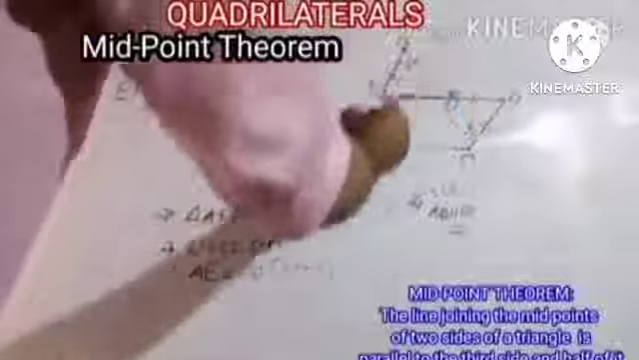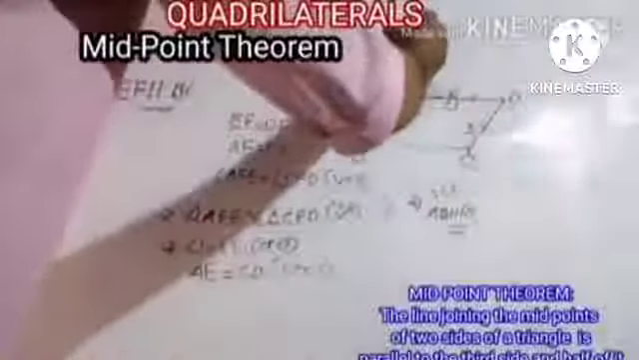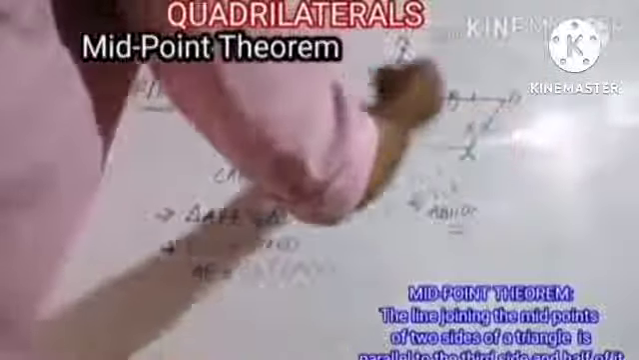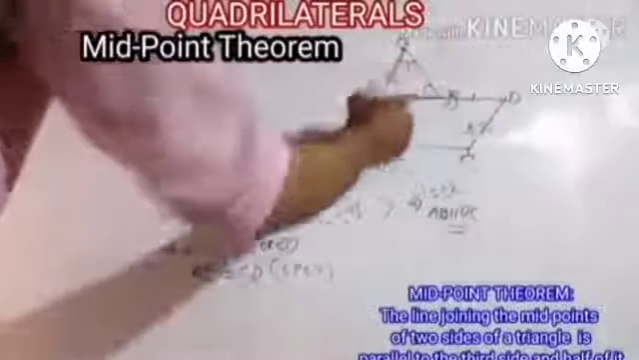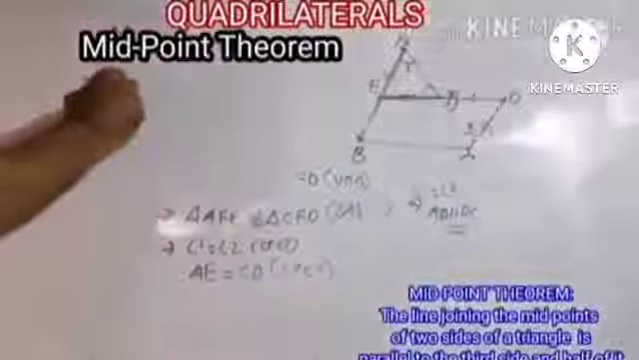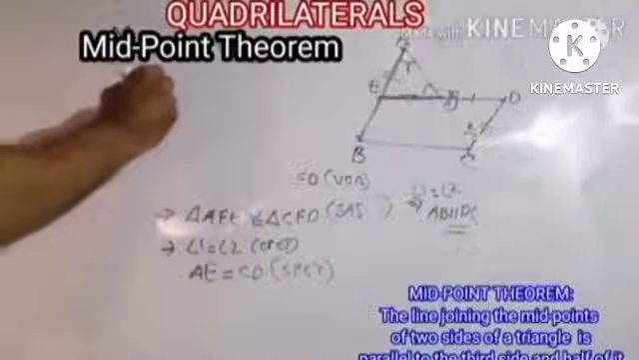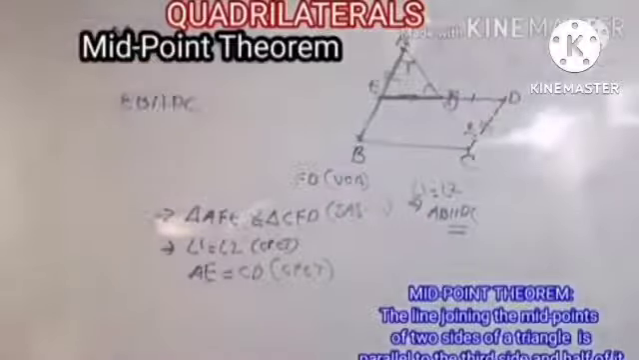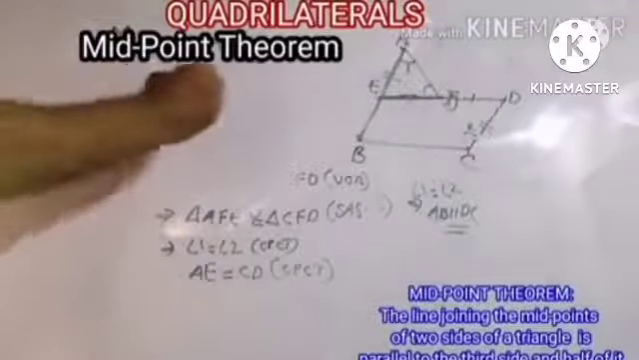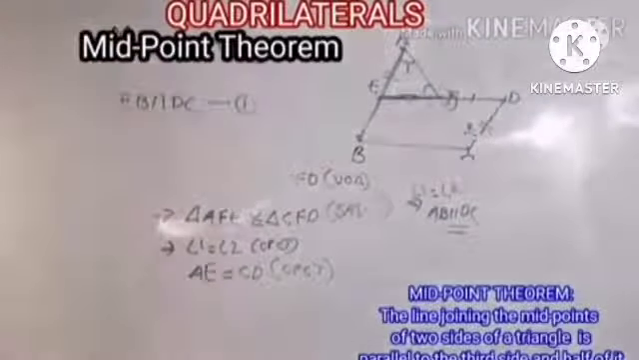Now we have these two sides parallel. So when AB is parallel to DC, we can say that EB is also parallel to DC. Change AB into EB, because EB is part of AB. EB parallel to DC. Let it be the first statement.